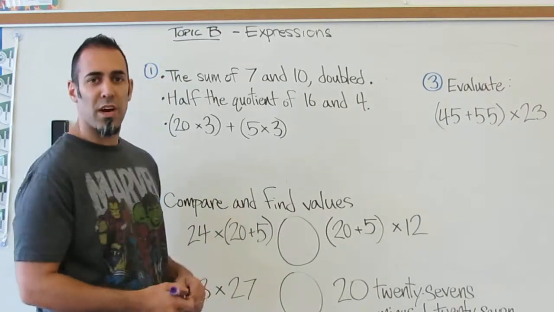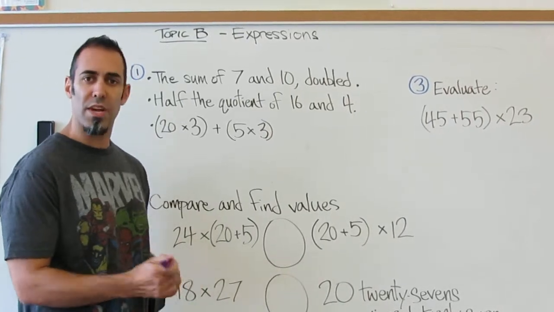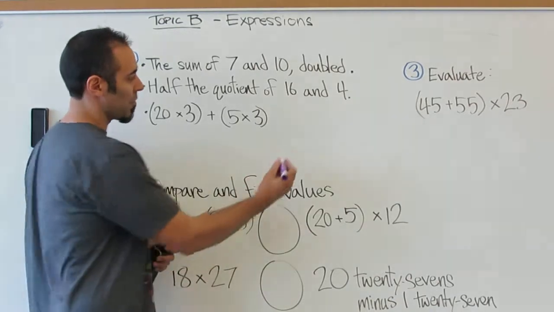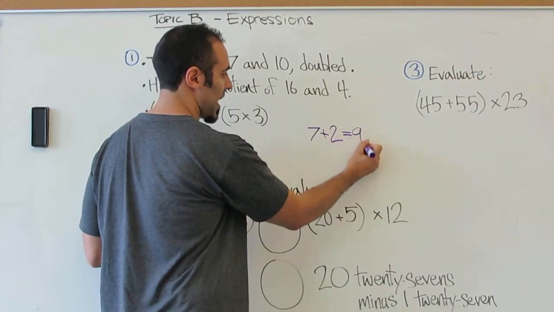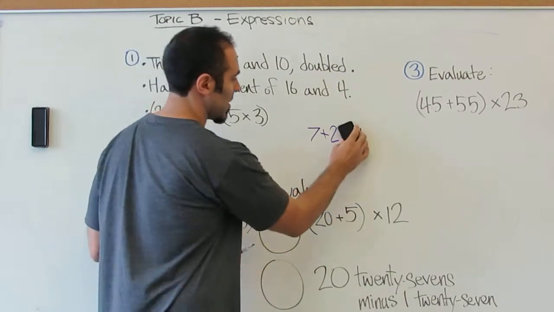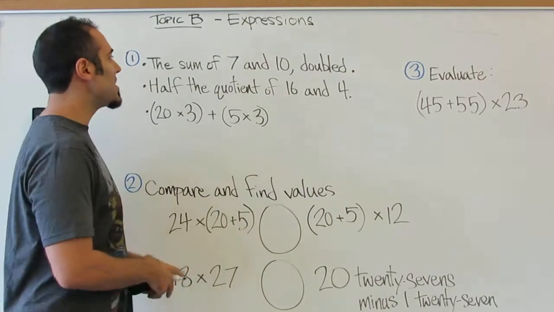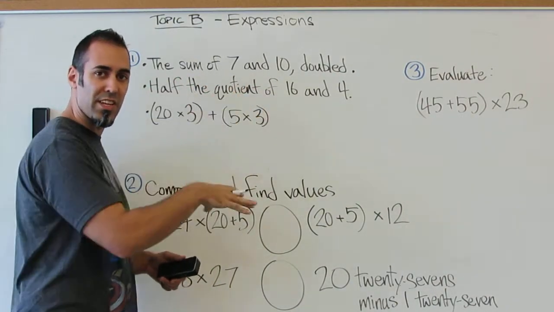Howdy! We are going to be covering topic B in this video, which is all about expressions. And expressions are basically an equation, but without the equal sign and the answer that comes afterwards. For example, 7 plus 2 equals 9. That's an equation. That's an expression. So we're going to be looking at these kinds of problems where it's written out in words and we're going to have the kids translate it into numbers.